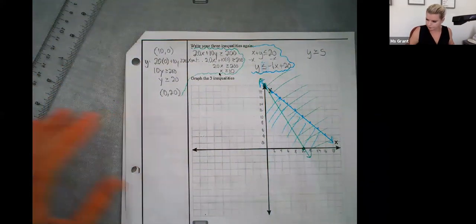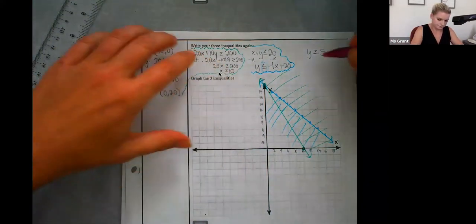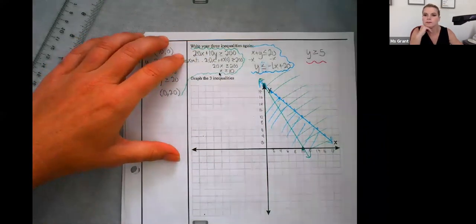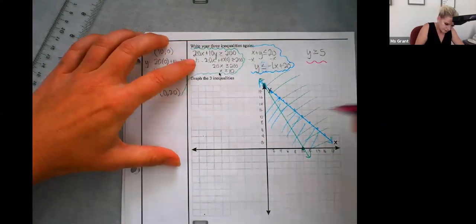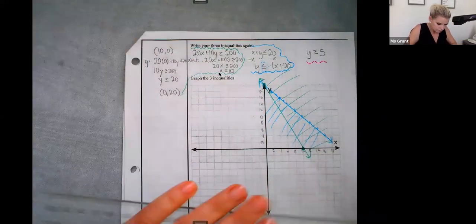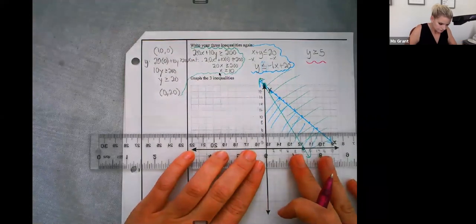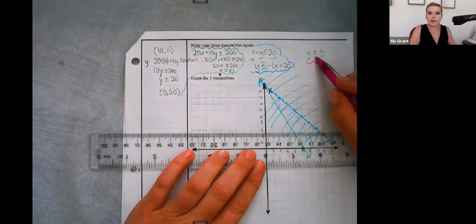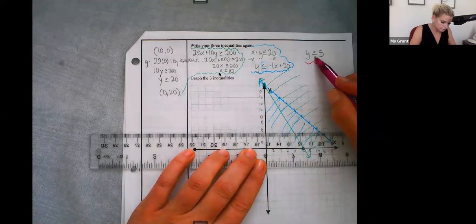Last one, pink. Y is greater than or equal to 5. That's here, 5. Greater than or equal to, solid line.